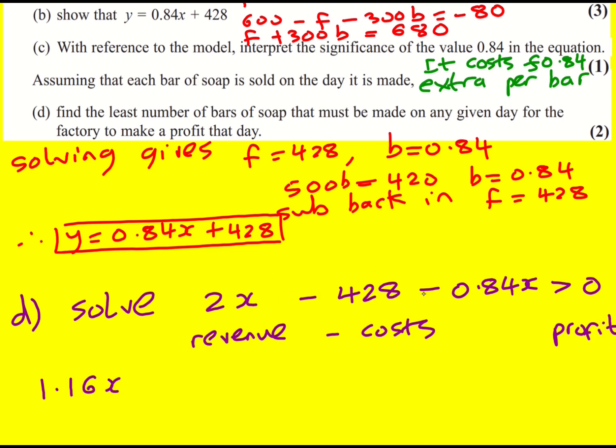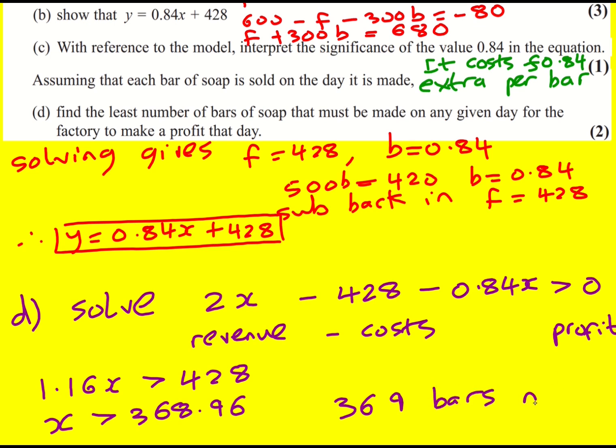That gives me 1.16x minus 428 is greater than 0, so 1.16x will be greater than 428. I can solve this by doing 428 divided by 1.16, which gives 368.96. So x has to be a whole number, it's the number of bars. So 368 wouldn't quite be enough. Even if it was 368.1, we would round it up to the next bar to guarantee a profit. Therefore, it's going to be 369 bars needed to make a profit.